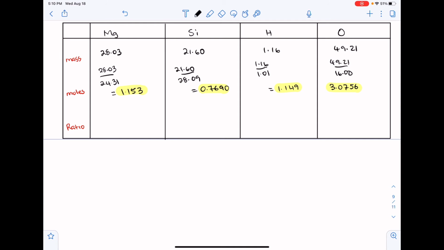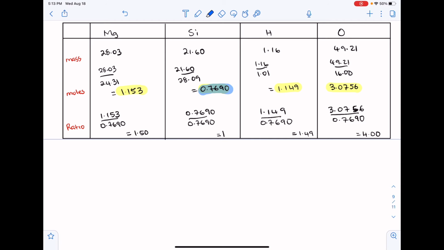And then to get the ratio, you divide the number of moles you have in each one by the lowest number of moles. The smallest number of moles in this case is 0.7690. So we're going to divide all these moles by 0.7690. The ratios, we have 1.5, 1, 1.5, and 4.